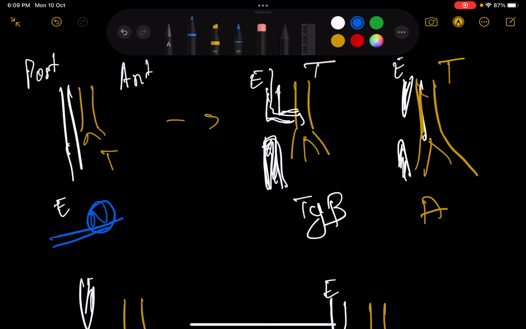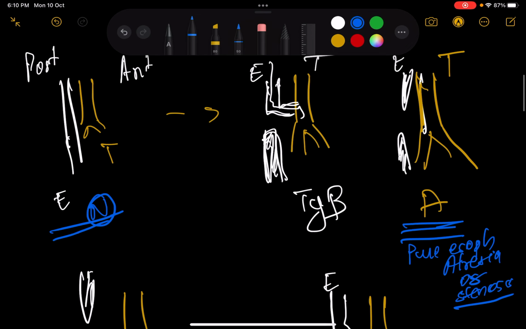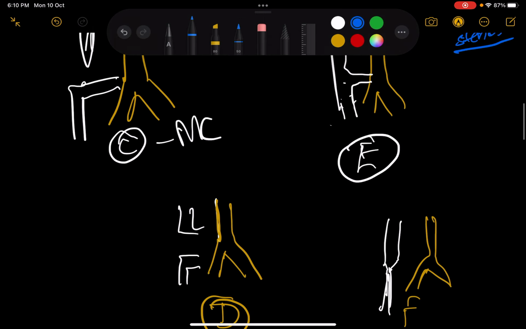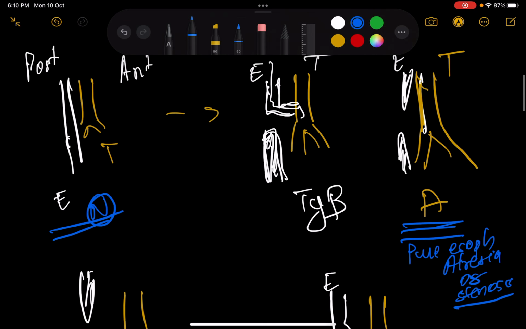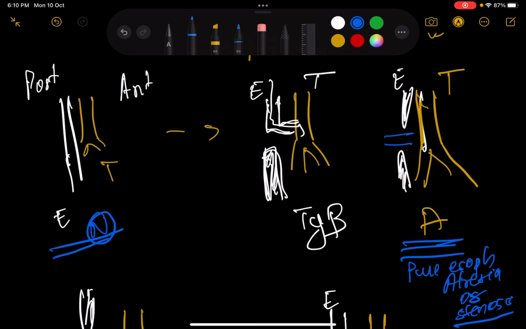Now there is a type A tracheoesophageal fistula, and this is a pure esophageal atresia. Atresia or stenosis. Well, if it's stenosis, we call it F type. We'll get to that soon. But A type is pure esophageal atresia. There's nothing in between. Well, there is no fistula here, but there is an atresia.